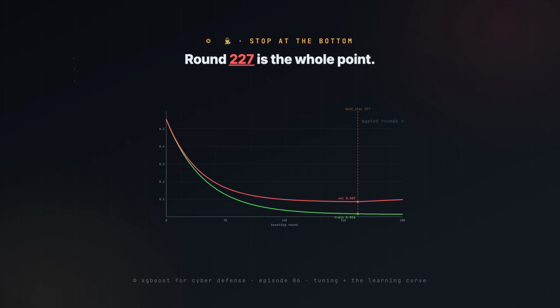early_stopping_rounds=40 watches for that. 40 rounds with no validation improvement and it halts. Then best_iteration rolls the prediction back to round 227. Round 1,000 wouldn't be safer, it'd be strictly worse and slower.